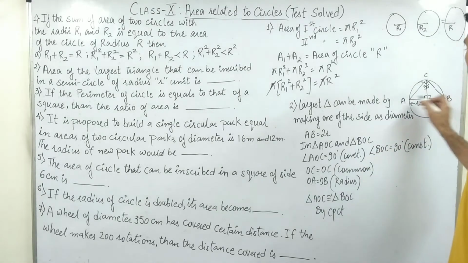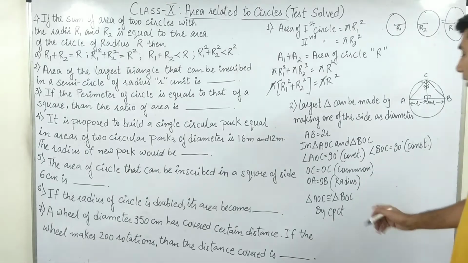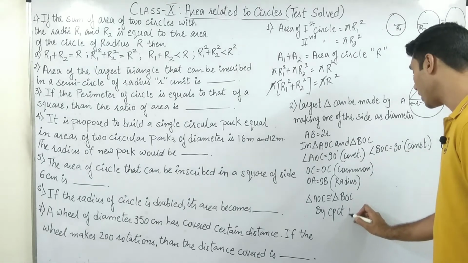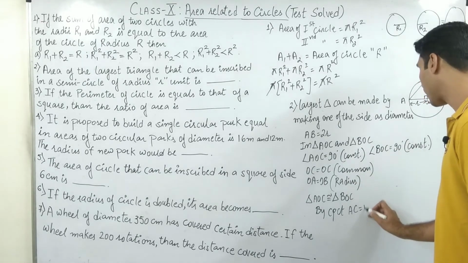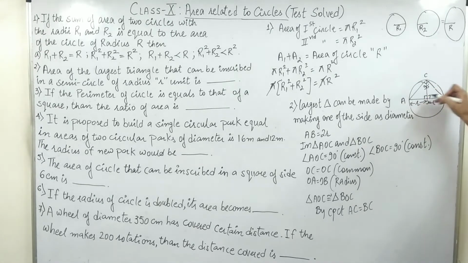So that means OA should be equal to OB, then AC should be equal to BC, OC should be equal to OC. So all three sides of the triangle are the same. So by CPCT, AC should be equal to what? BC. Now that means this particular part would be what? An equilateral triangle altogether, right? So that means this is 90, this particular part is what? 60, 150, and this particular part is what? 30 and 30 part, right?